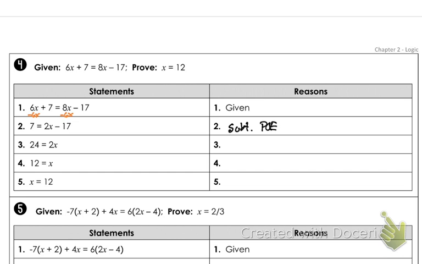Then to get the 17 to the other side, did we add or did we subtract 17 from both sides? We added it. We added 17 to both sides. And once again, I think it helps if you just write the intermediate steps. It just helps you realize that it's not subtraction, it is the addition property of equality.